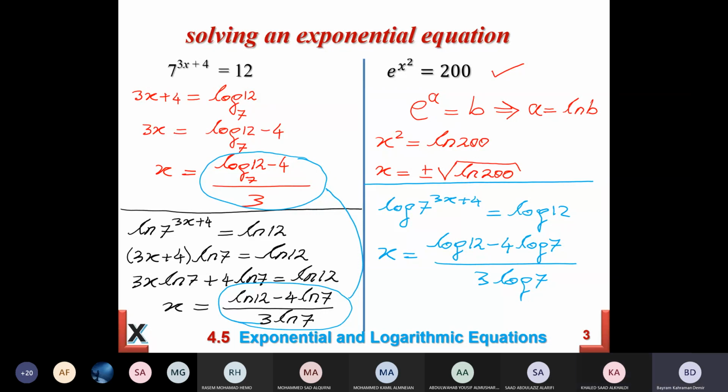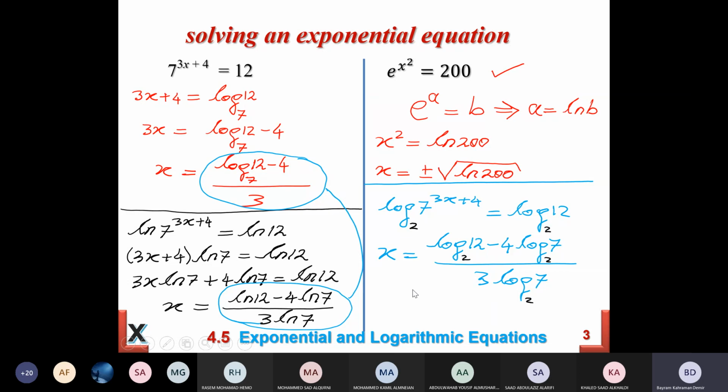Thank you, Doctor. Or you can use any base, Shabab. For example, use base 2, no problem, or use base 3. You see?